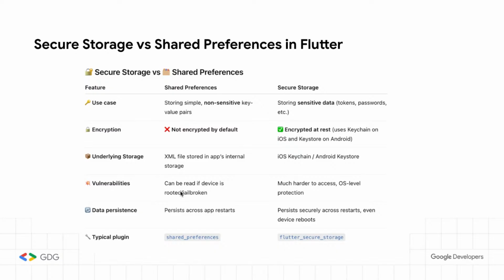So in shared preference, the data can be read because it is stored in the app's internal storage. The hacker, when working with rooted or jailbroken devices, will have access to the different files of our application. But in secure storage, that is not the case. It is much harder to access because the security comes from the OS level.